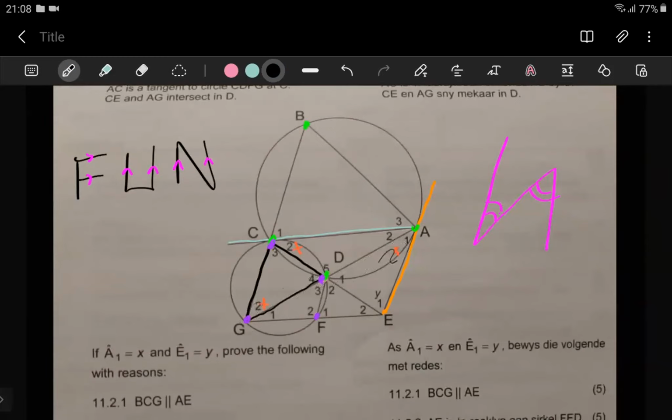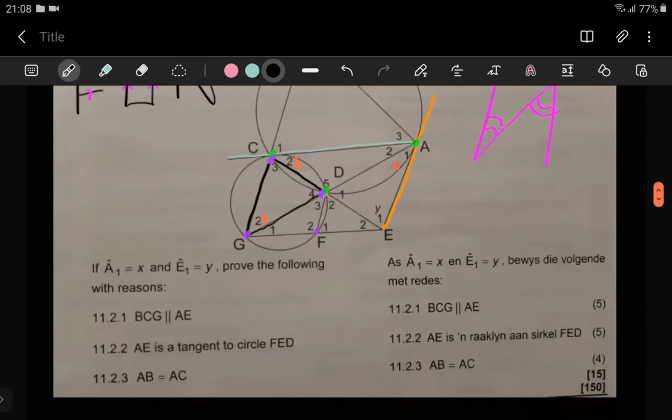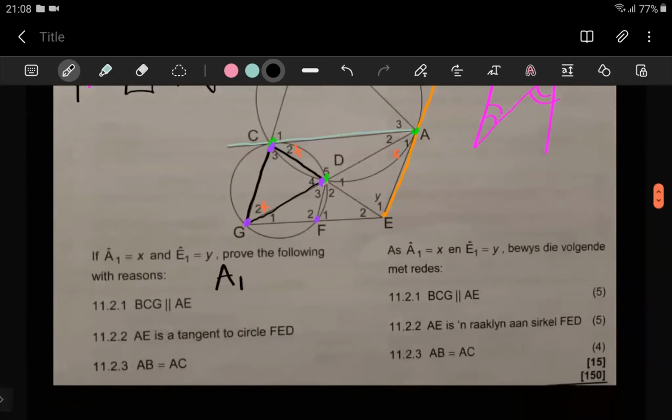Firstly, we have to show them that A is equal to C2 because of the tan chord theorem. You see, A1 is equal to C2, which makes them equal to X. It doesn't matter, let's just use the X because it's going to be easier. This is A1, it's equal to C2. So they are both equal to X. The reason there is tan chord theorem.